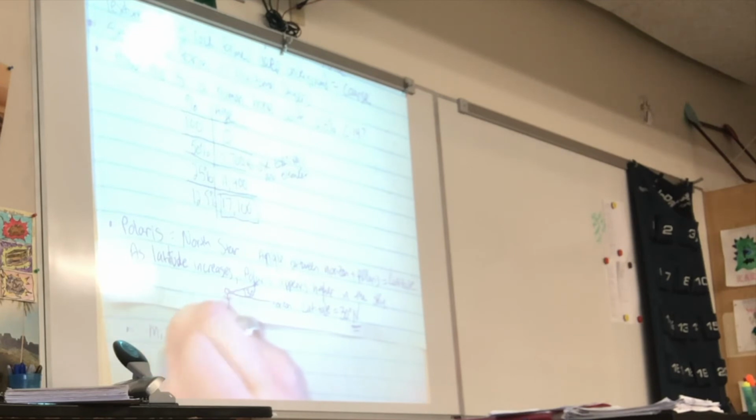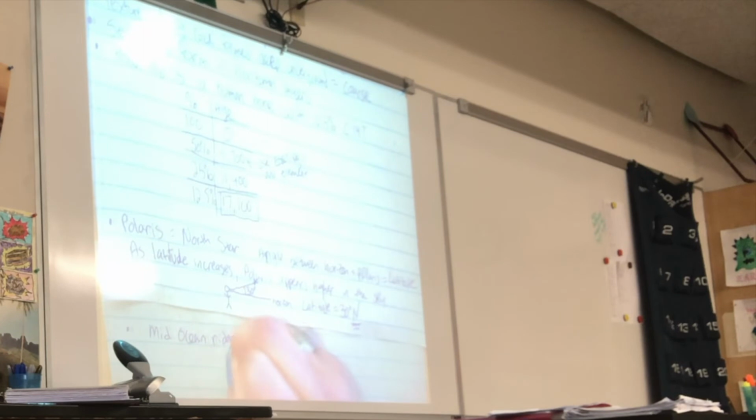So mid-ocean ridges. The oceanic crust is dark colored igneous.